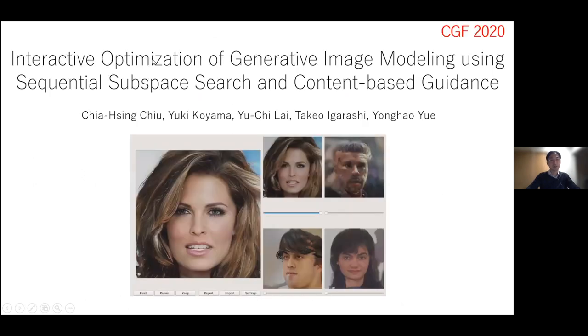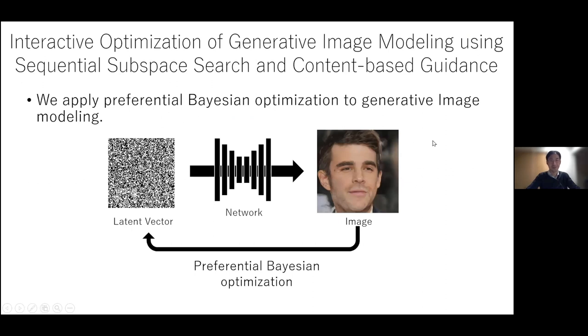So yeah, interactive optimization of generative image modeling using sequential subspace search and content-based guidance. And this one is a project by, this also is wrong, I think. Sorry, I have to fix this later. So basically it is simple.